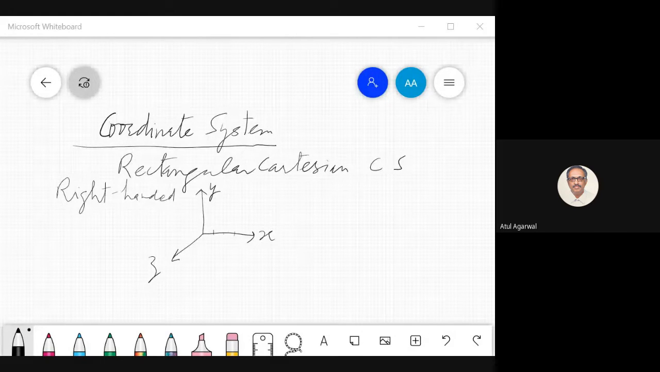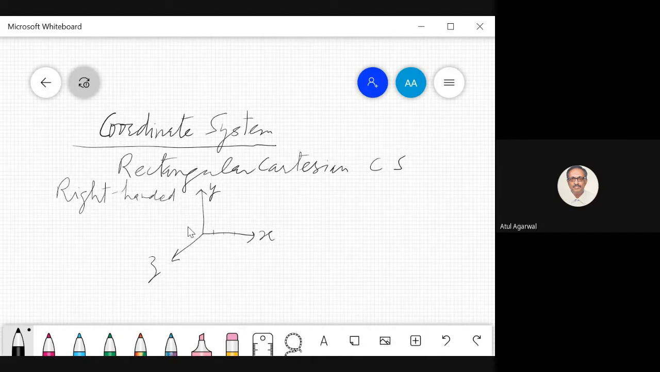Excuse me, sir. Sir, your screen is not visible. Okay, I'll do. So now it is visible. Yes, sir.